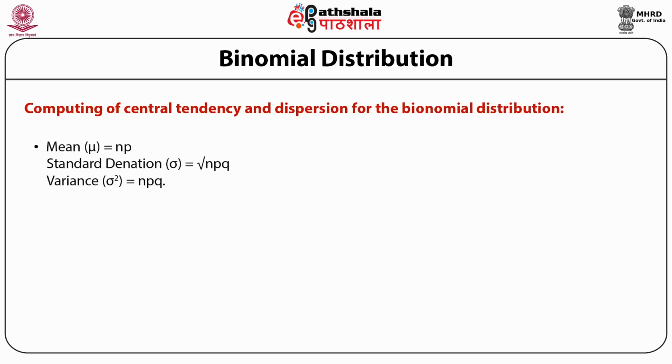Mu, which is the notation for mean. Mean is np for the binomial distribution. Standard deviation, which is sigma. For binomial distributions, standard deviation is the square root of npq, or variance is npq for the binomial distribution.